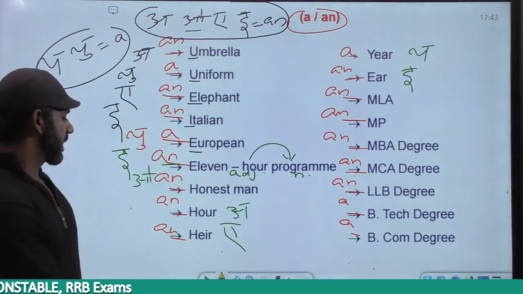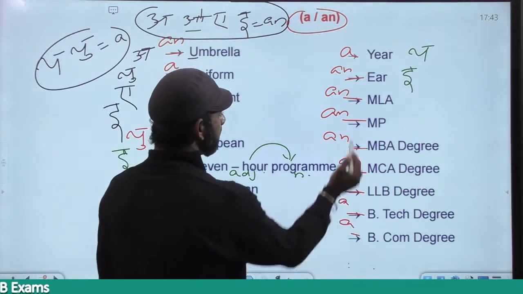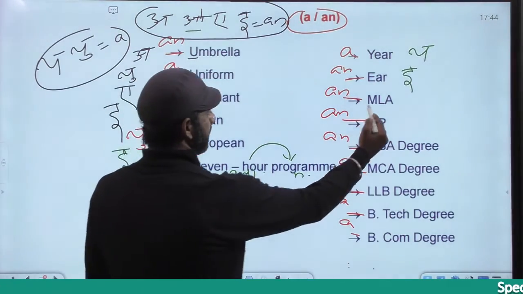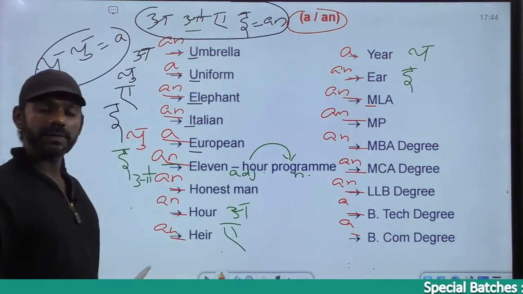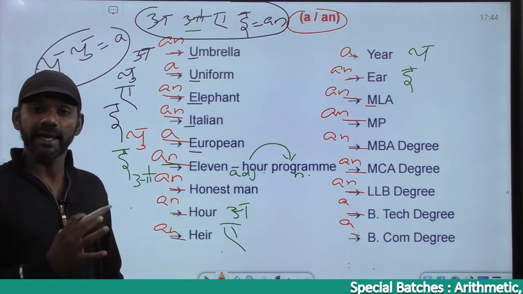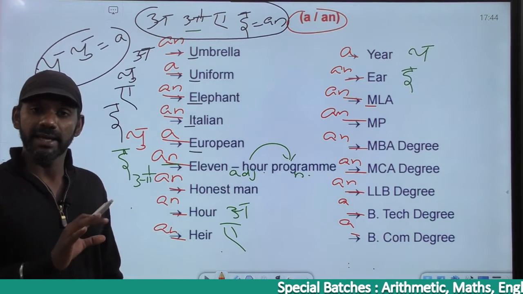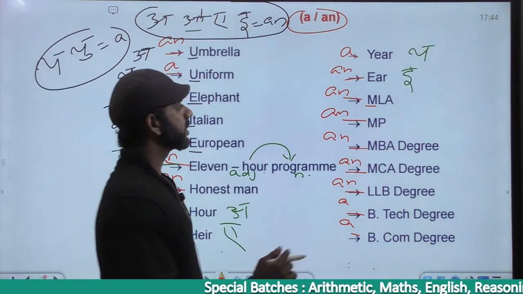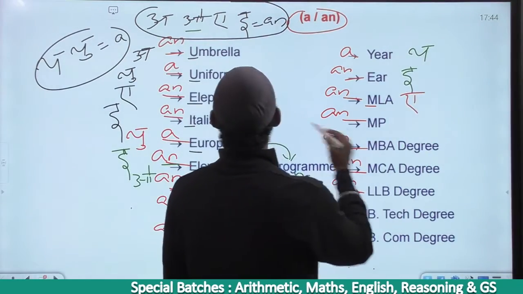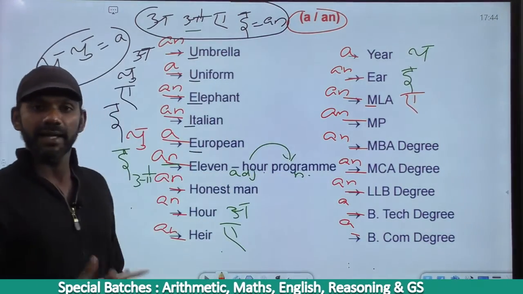Dash MLA. M is not a vowel letter. M is a consonant letter. Forget about it. This word is pronounced as M-L-A. The first sound is A, so it must be an MLA.